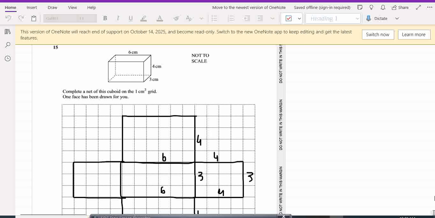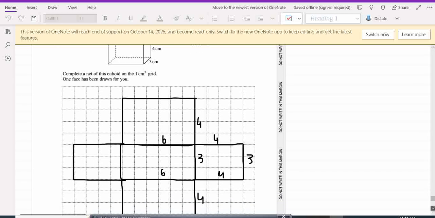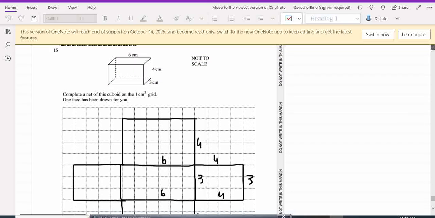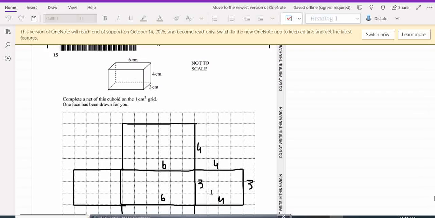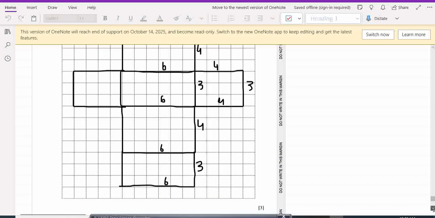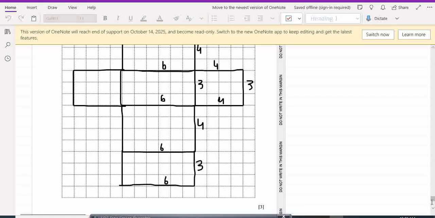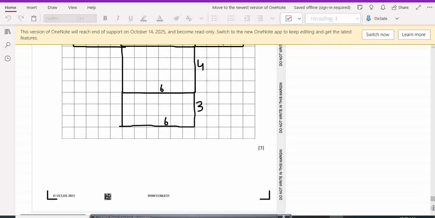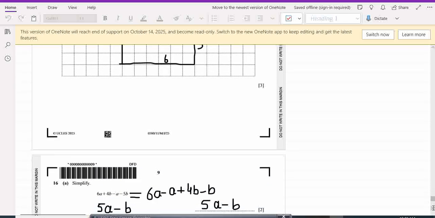again 3 into 6. The next face is 4 into 6, and now the two side faces are 3 into 4, this is also 3 into 4. The top face is 6 into 4, so the top face should be at the end. So we have drawn the net of the cuboid correctly.